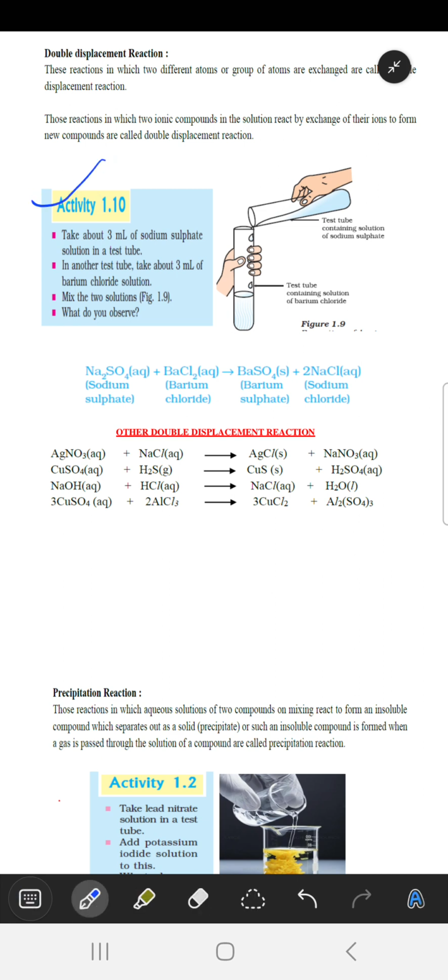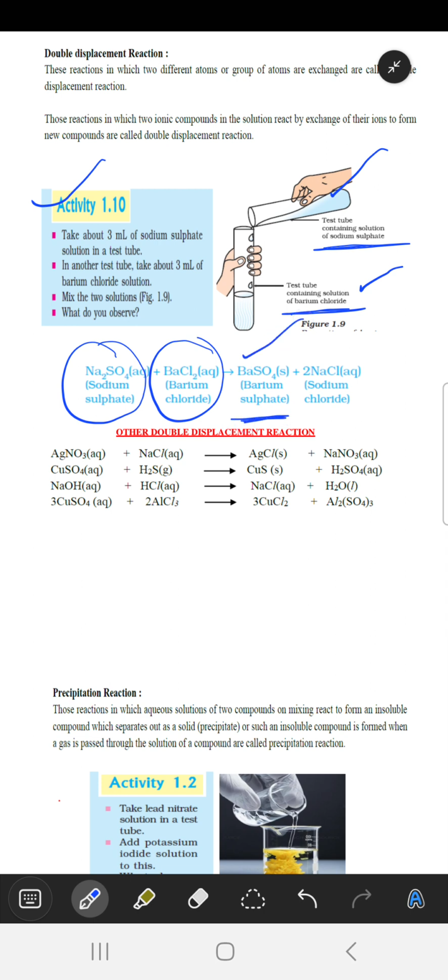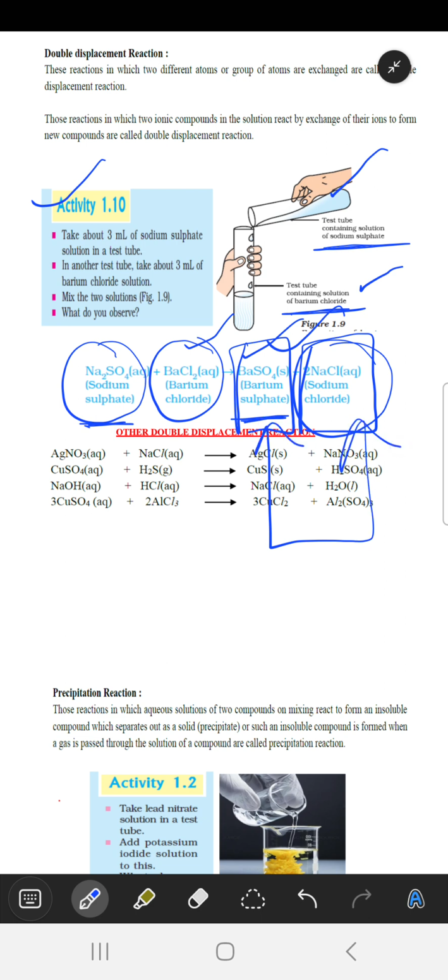In this activity, we have taken two solutions. So, in this test tube, we have taken barium chloride and in this test tube, we have taken sodium sulfate. So, when the sodium sulfate reacts with barium chloride, what we get is barium sulfate and sodium chloride. So, there is the exchange of ion between the compounds and new compounds are formed.